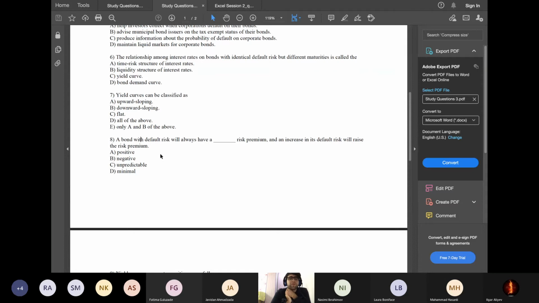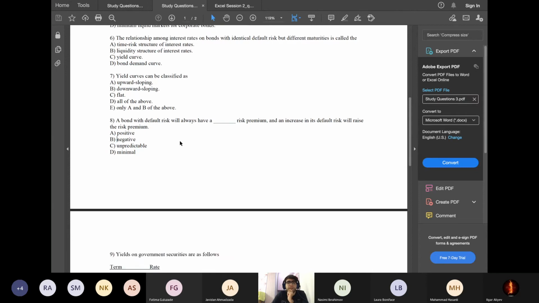Anyway, a bond with default risk will always have a risk premium. An increase in default risk will raise the risk premium. The answer is positive because if default risk is increasing, the risk premium should also increase. There is a positive relationship between default risk and premium. So if default risk goes up, the risk premium should also go up. Therefore, positive risk premium, positive relationship.